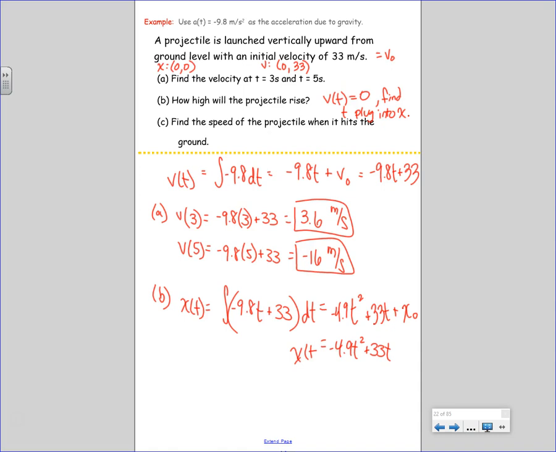But are they looking for the distance or the displacement? Total distance. So you do have to do the absolute value of the changes in between the stopping points.